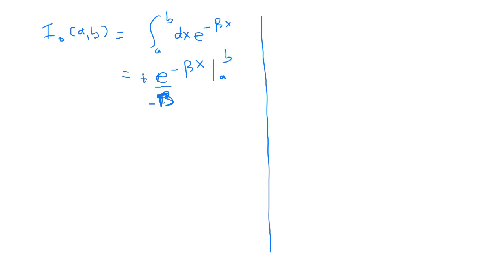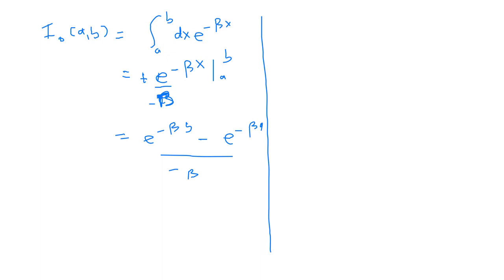So if I define I0(a, b) as the integral from a to b of dx e^(-beta x), what is this integral? It's just going to give you 1 over minus beta times e to the minus beta x. And then you evaluate from a to b, so you get e to the minus beta b minus e to the minus beta a, over minus beta.